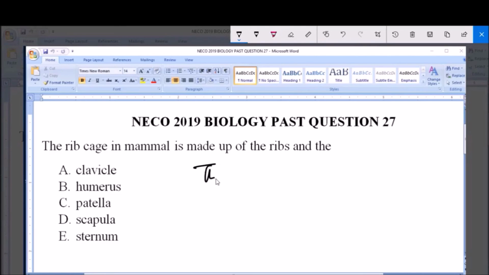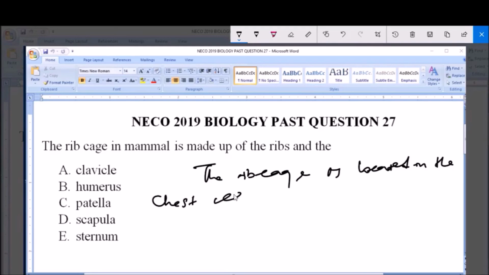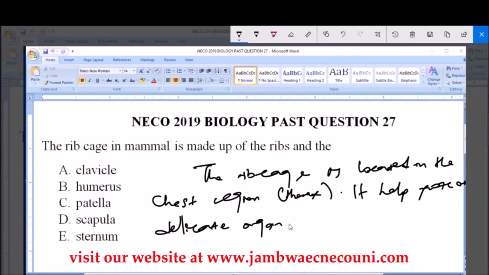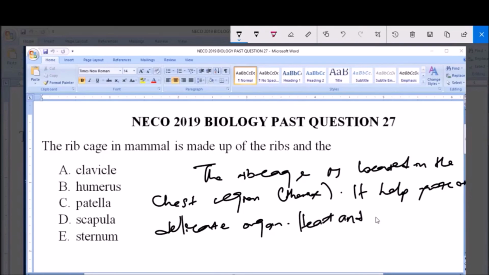Now, the rib cage is located in the chest region. We call it the thorax. It helps protect delicate organs in this region. These organs include the heart, majorly, and the two lungs, that's the right and the left lungs. So the rib cage helps to protect the heart and the lungs.